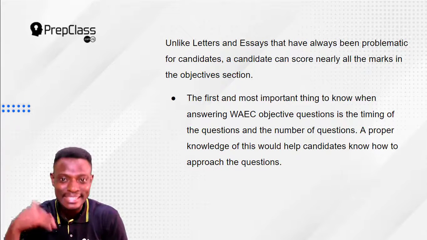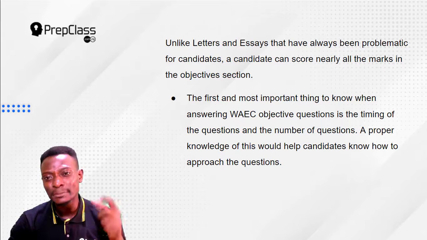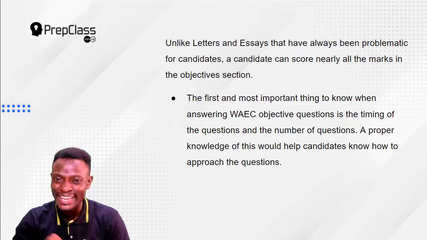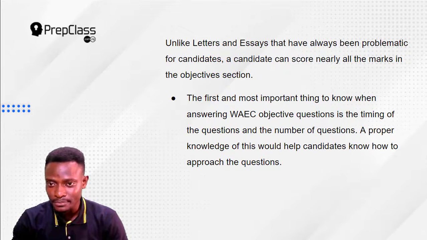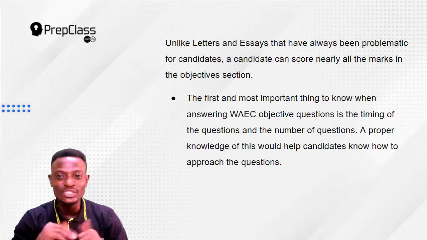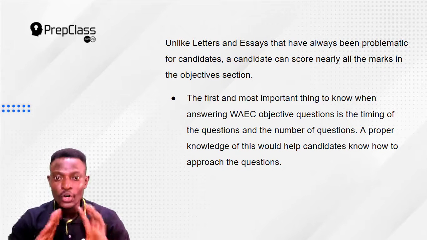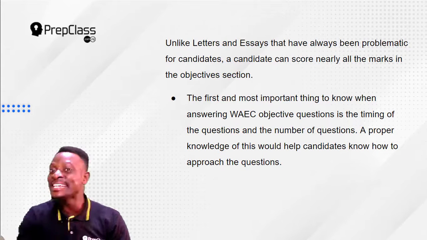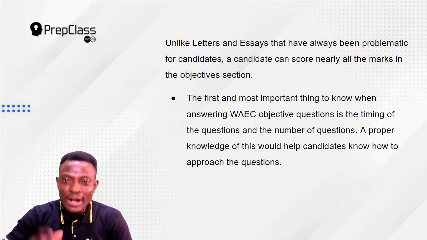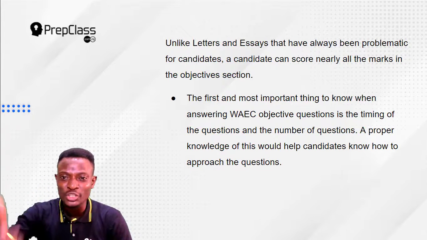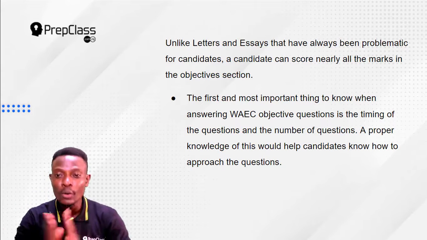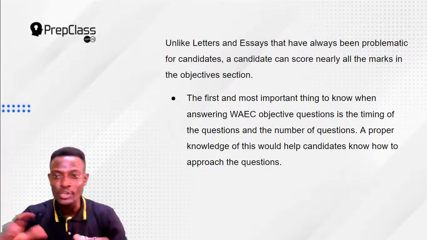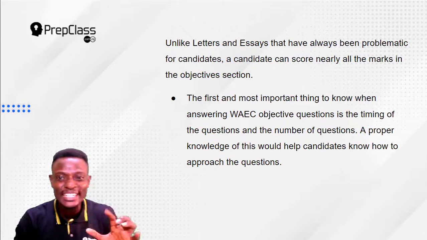The first and most important thing to know when answering WAEC objective questions is the timing of the questions and the number of questions. A proper knowledge of this will help candidates know how to approach the questions. If you do not know that a particular paper is for 2 hours, you will not know how to spend time on each question. So when you know the amount of time allotted for the objective section and the number of questions in that section, you know how to divide your time for each question.